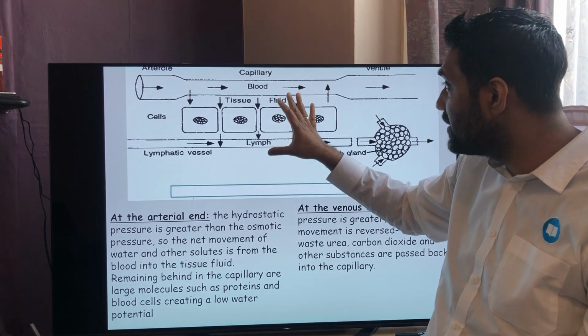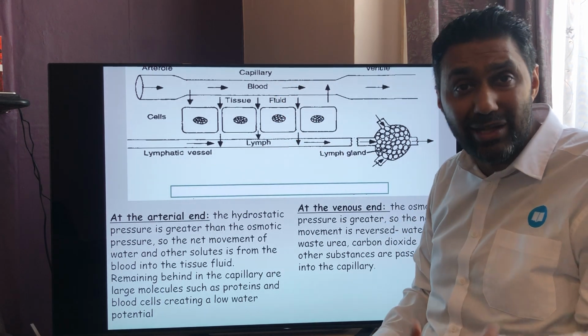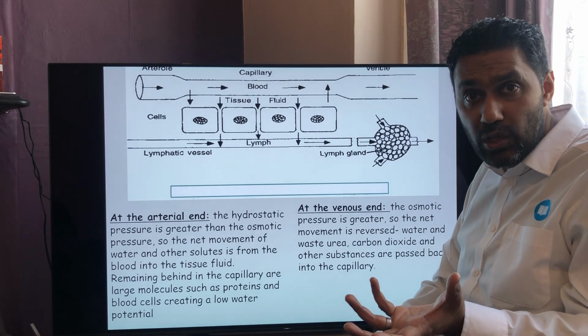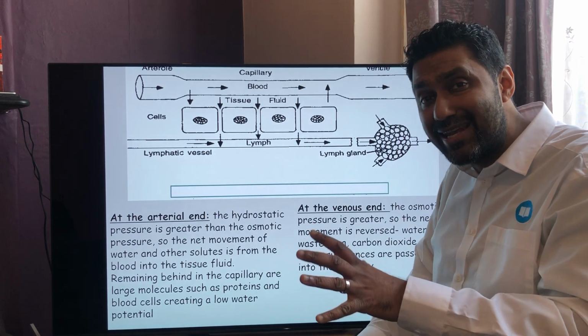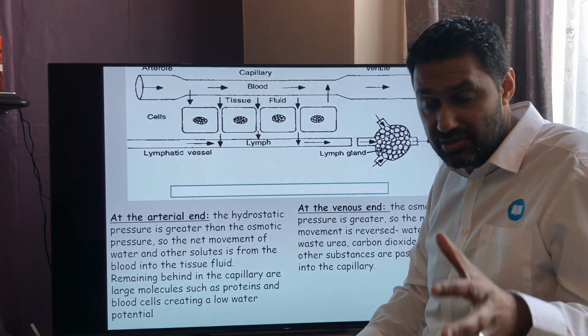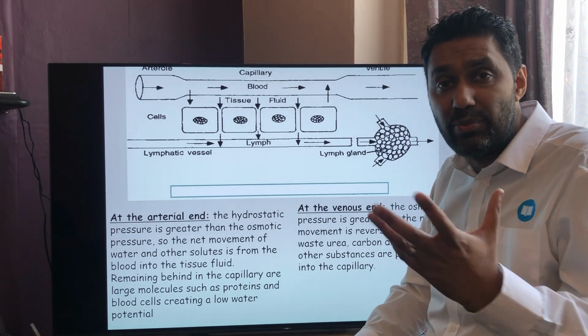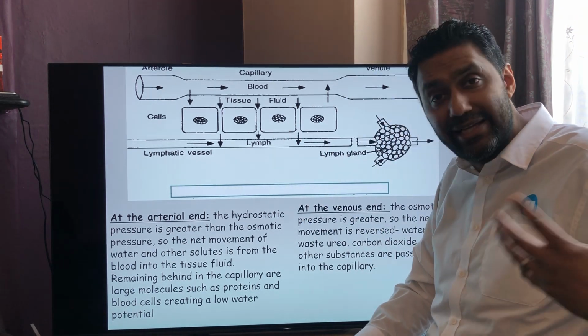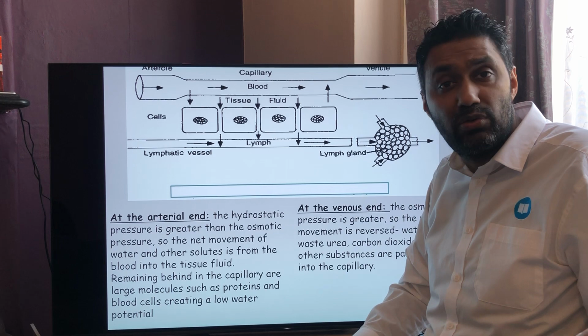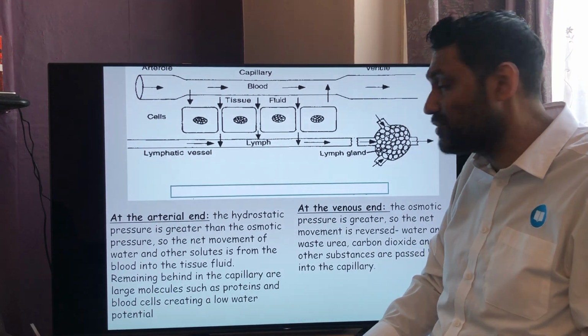Now that tissue fluid needs to go back into the blood system, or else the system will come to a grinding halt. And we want to excrete, we want to get rid of the substances like carbon dioxide, urea. We want our lungs to breathe it out, we want our kidneys to get rid of the urea and the excess mineral salts like sodium and potassium and so on.